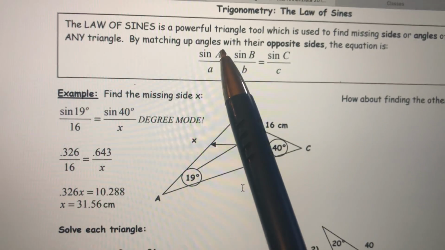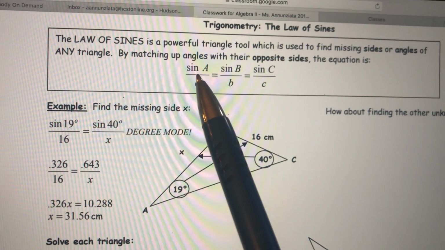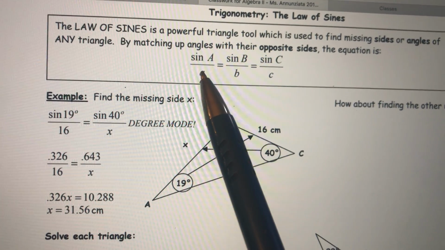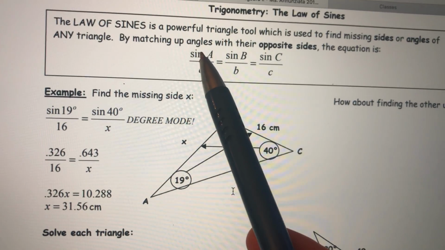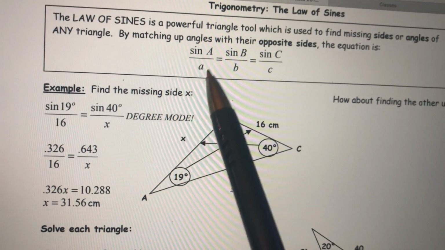Before this we were doing right triangles, where we could do the Pythagorean theorem or certain trigonometry. But this is for any triangle, so it doesn't have to be a right triangle. And this is the formula here. It's matching any angle with its opposite side.